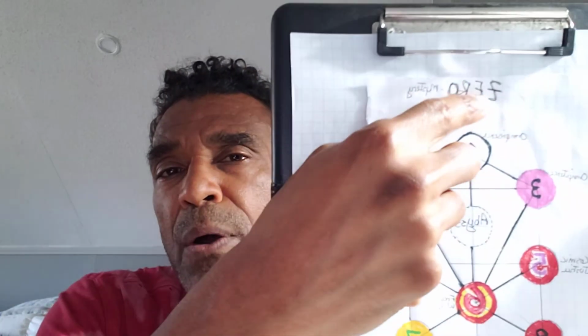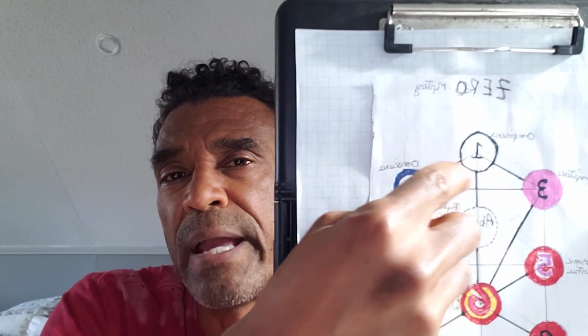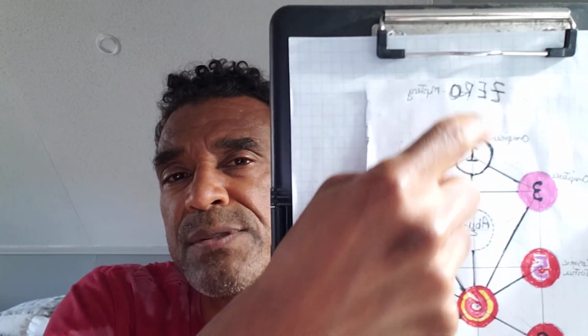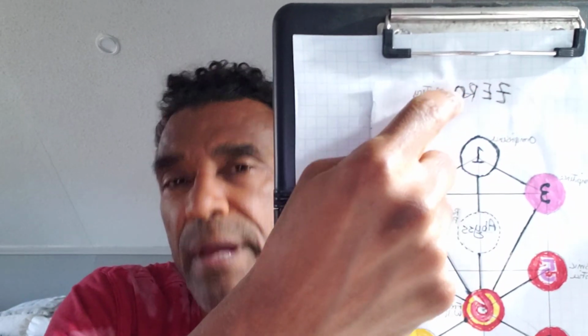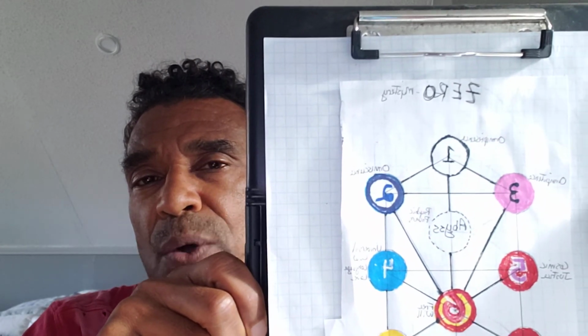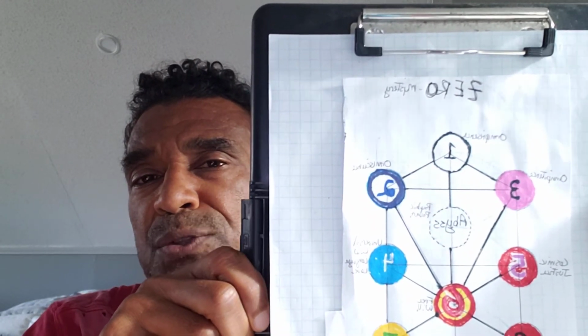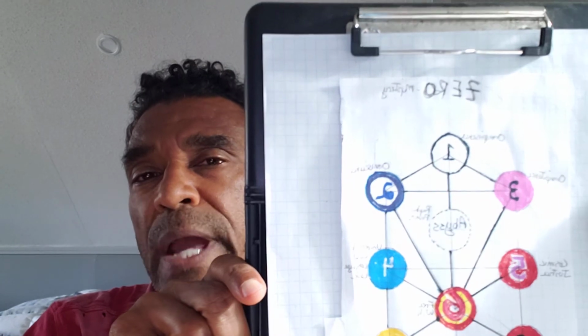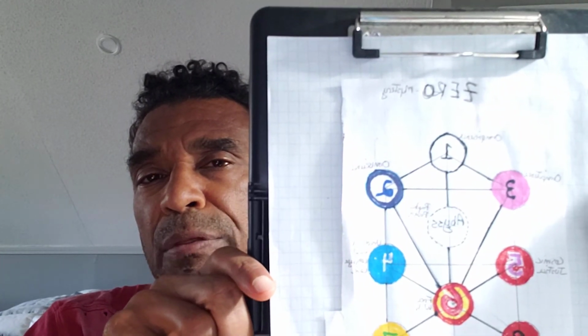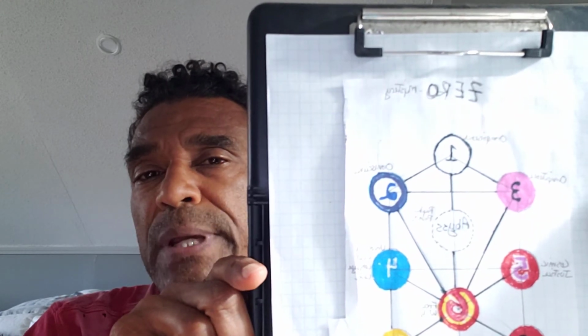And then the zero, whereas the one is underlying everything, the zero is really underlying the one. And the zero is nothing. So there's a nothingness aspect also to the universe, or at least to reality. And that also represents the mystery.